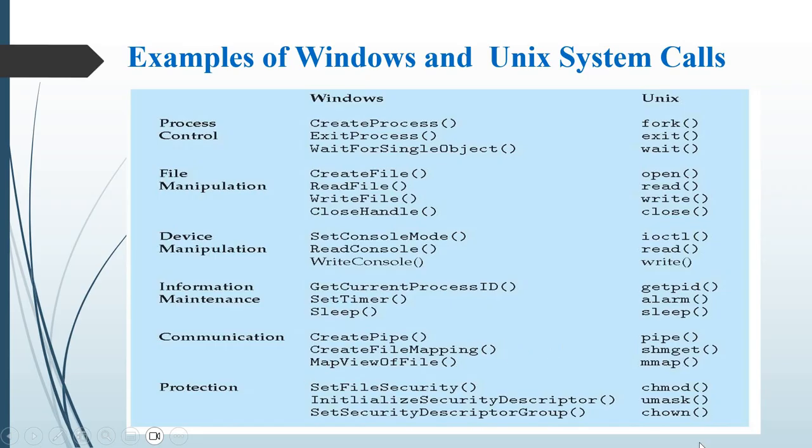Protection related: chmod, where we set the control for the user, such as execution mode or access mode, read mode or write mode or execution mode, for a particular user or all the users. That is nothing but chmod. And then umask and chown for ownerships, everything related to the system call. So some examples are given for both the Windows and Unix system calls. Thank you.